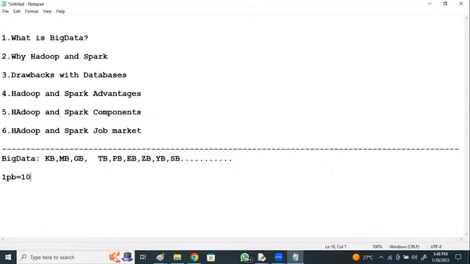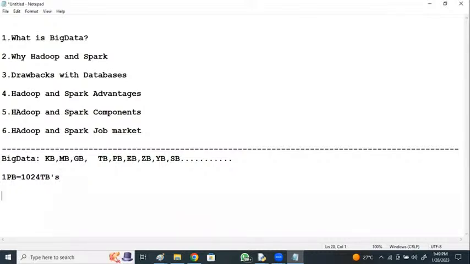1 petabyte equals 1024 TBs. Already 1 TB is a large storage unit, and 1024 TBs forms a petabyte. So do you think petabytes or exabytes of data are getting generated in the current world? If so, what are examples of petabyte data generation?